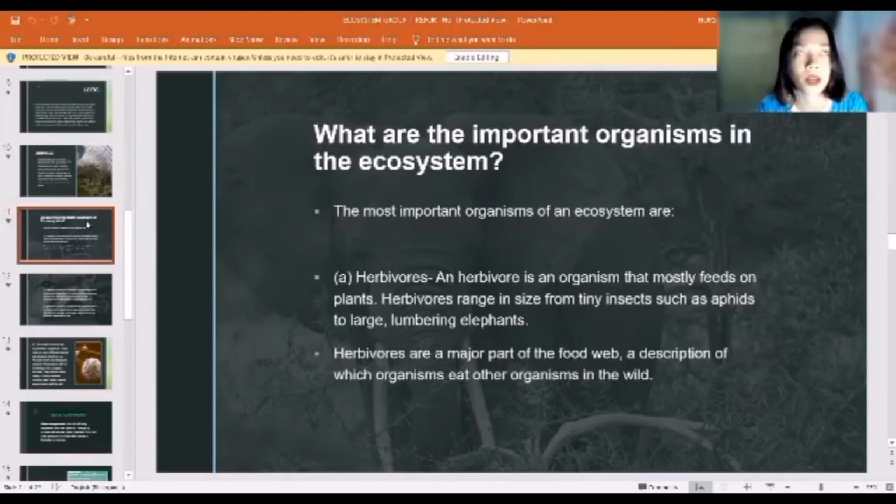So the first important organism in the ecosystem is herbivores. Herbivores, ito po yung mga kadalasang kumakain ng mga halaman, tulad ng mga tiny insects such as aphids to large and lumbering elephants. Then also, yung herbivores is a major part of the food web.